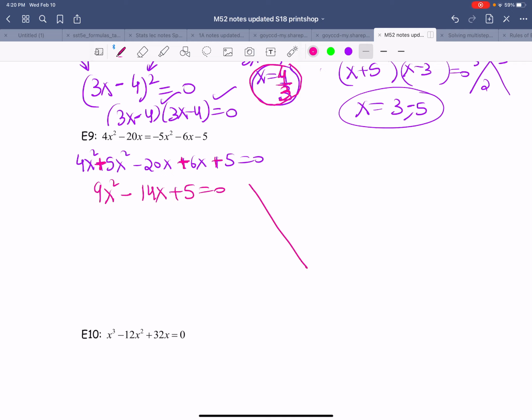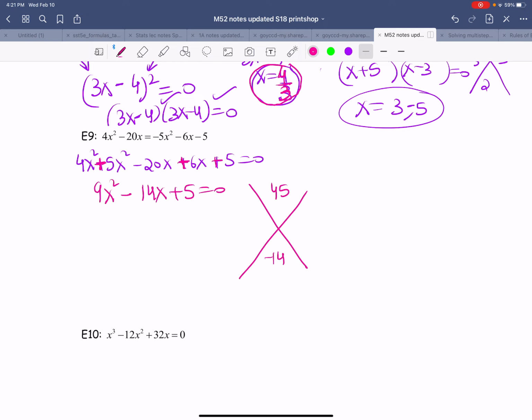So 9 times 5 is 45 and negative 14. Think about two numbers. They multiply to give you positive 45 and they add up to give you negative 14. So what are the two numbers? Multiply to give you positive 45, add up to give you negative 14.